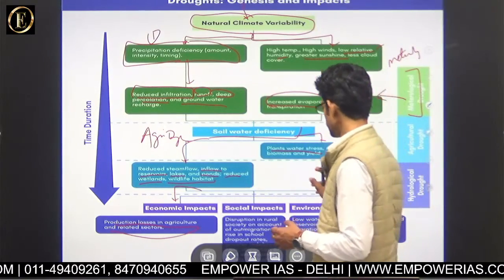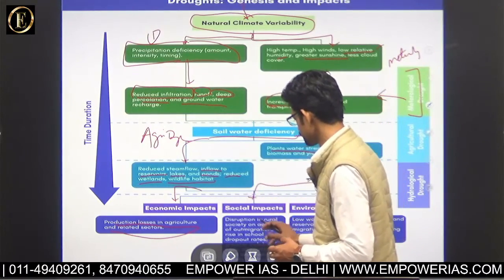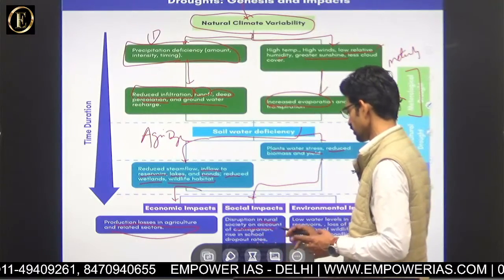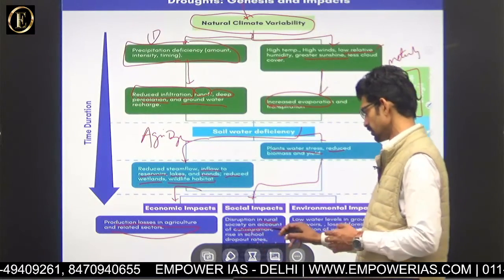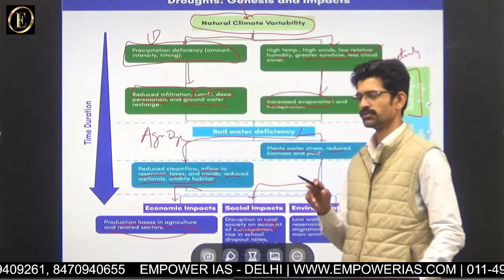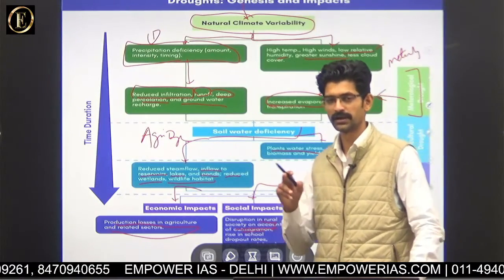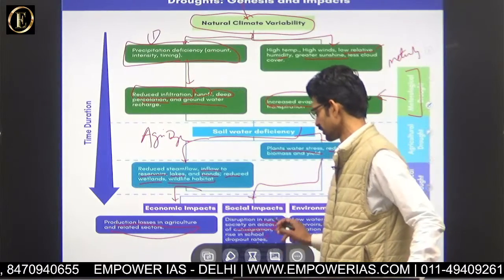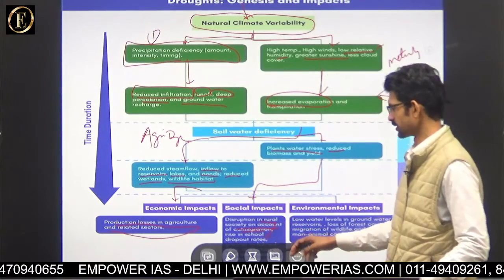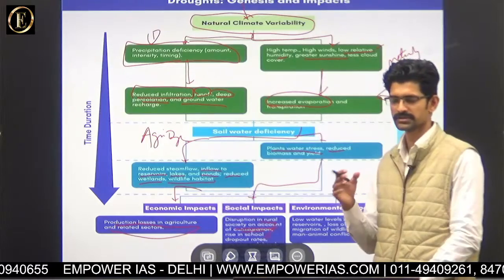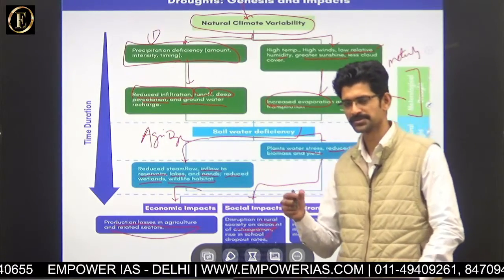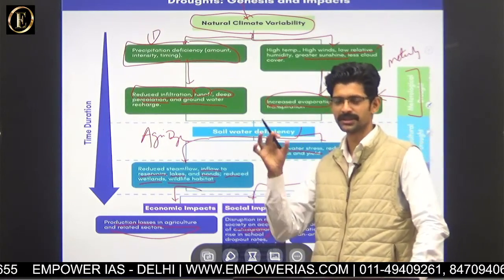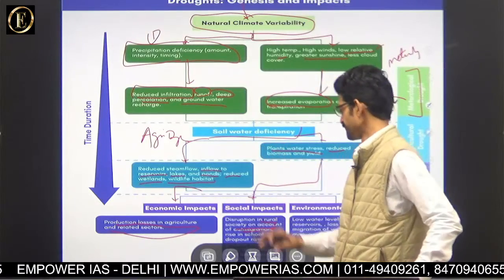And what leads to the social impact? Disruption in rural society on account of cultivation. Rural society is highly dependent on agriculture and rainfall produce. तो जैसे ही drought हो जाता है, in such areas there is drop out in the cultural activities. schools में admission कम हो जाते हैं, festivals नहीं मनाते हैं, लोग परेशान हो जाते हैं.